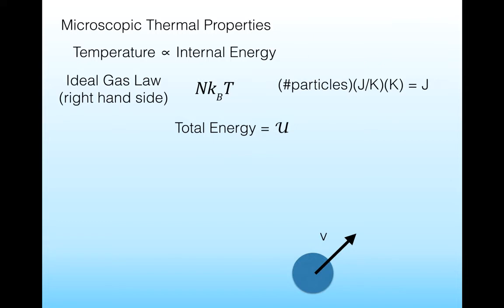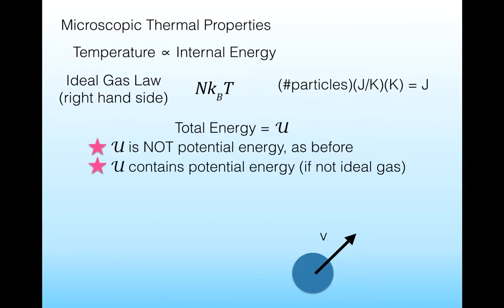So the total energy is curly U, and somehow this is related to the temperature, and in particular the temperature times the Boltzmann constant. It has the right units of joules, and so we have to figure out how these things are related. I want to point out we're going to use this curly U to represent the total energy. This curly U is not the same as U that we've been looking at before, which is the potential energy. But this curly U does contain the potential energy.